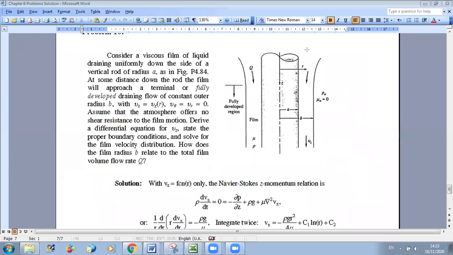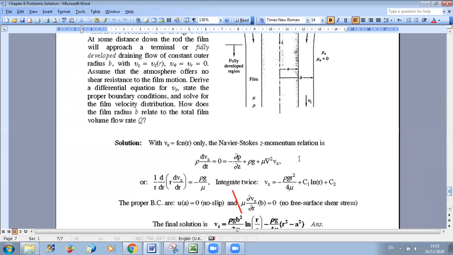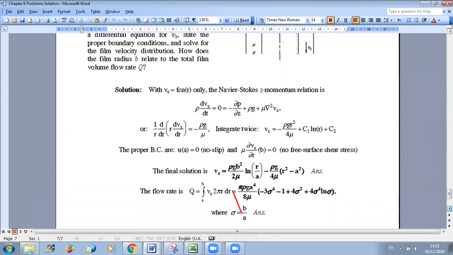Yes, doctor. Okay, so now when we simplify del P by del Z, we still only have the two other terms, rho G and 1 over R d by dr of R dVz by dr. If we take rho G to the other side, we get that 1 over R d by dr of R dVz by dr equals minus rho G over mu. So to be able to get the profile Vz, we need to integrate this relation 2 times.